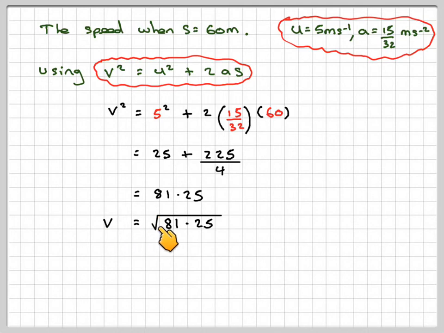We need to find v, so take the square root. Again, quite often people forget to do that, which gives me the square root of 81.25, which is 9.013. You should always write down a few more digits first. Rounding off, that becomes 9.01 meters per second.